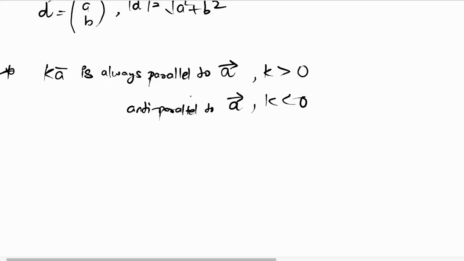Sometimes both these definitions are used interchangeably. Parallel and anti-parallel are basically considered the same thing. But in the case of vectors, the thing is there's a direction as well. So we have to be aware of this distinguishing feature of parallel and anti-parallel.